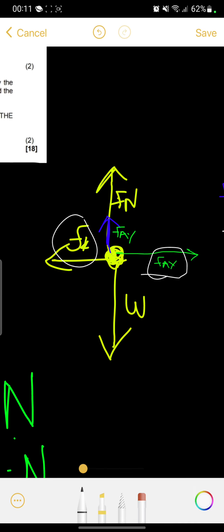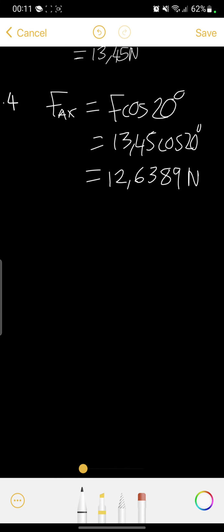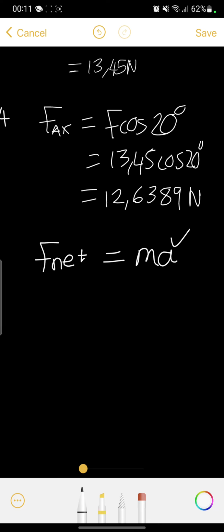So here we have Fk and F this. We know from Newton's second law that F net is equal to ma. We're looking for acceleration, so that's why we're using this formula. Whenever there's acceleration involved, we use Newton's second law, because Newton's first law says the object will continue in its state of rest or uniform motion unless acted upon by an unequal force. When an unequal force acts upon it, that's when acceleration is involved. So here we have an acceleration of the object, and we need to calculate it.